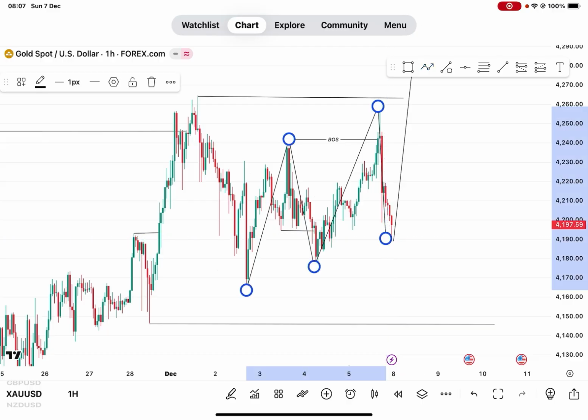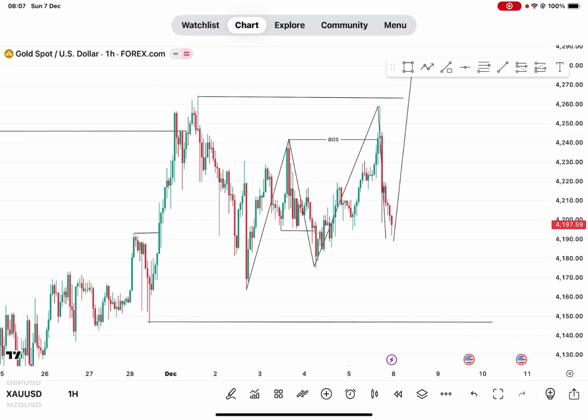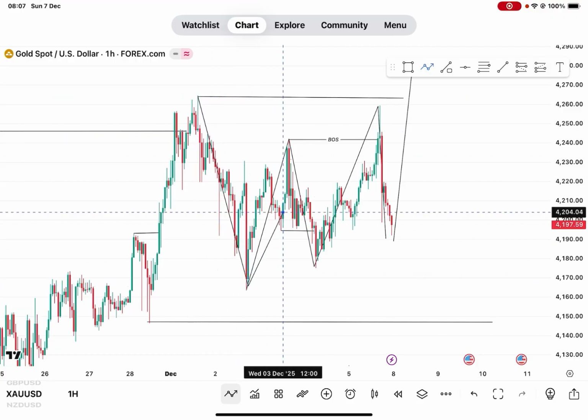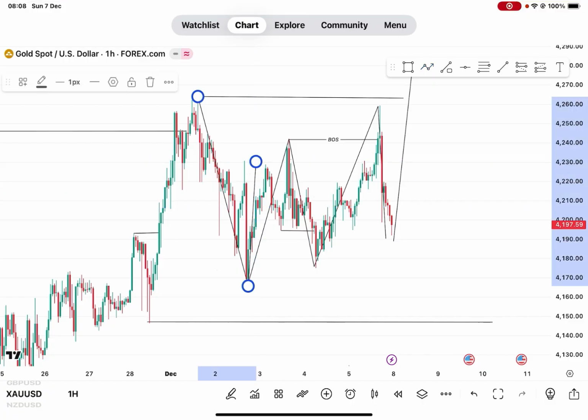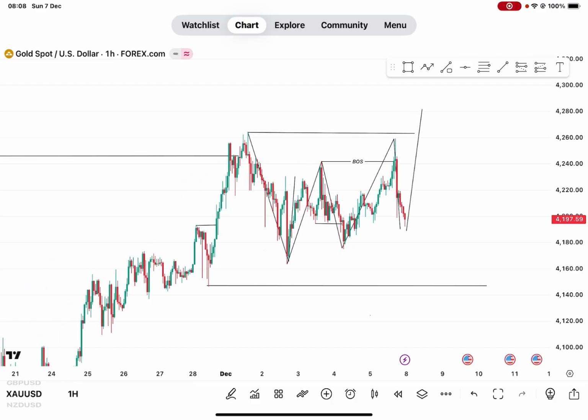Because this is our strong high, you can see it in our 1-hour time frame, and this is our strong low in our 1-hour time frame. Then you can see gold did a deep retracement in our 1-hour time frame, and now gold is already attempting to make another high. And since gold is trying to make another high in our 1-hour time frame, what should we be expecting?